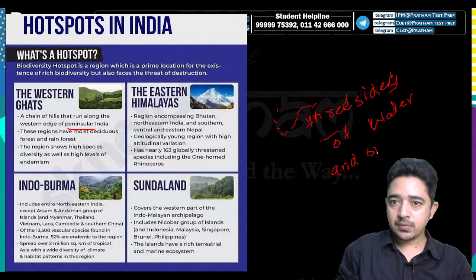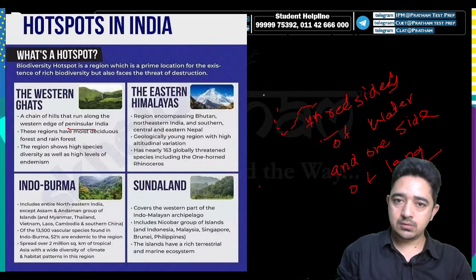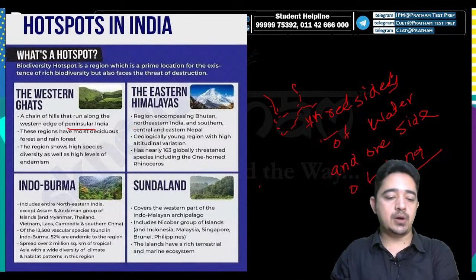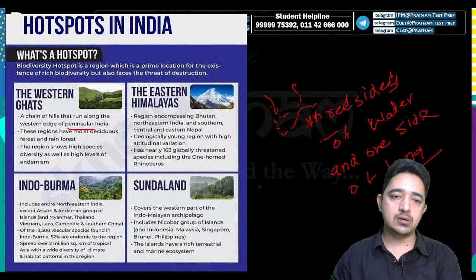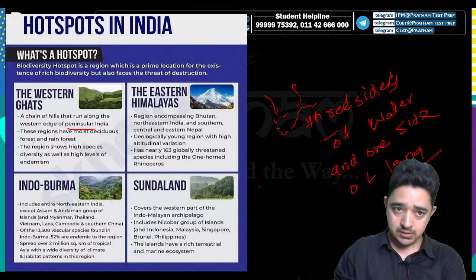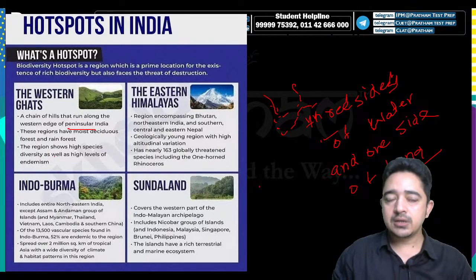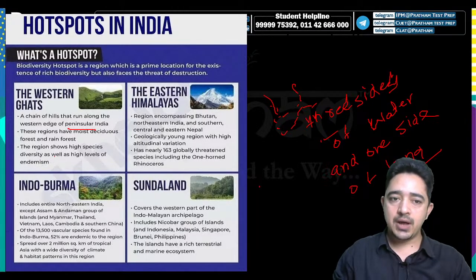and one side of land, that is known as a peninsula. Three sides water, one side land. So the Western Ghats is a chain of hills that run along the western edge of peninsular India, and these regions have moist deciduous forest and rainforest. The region shows high species diversity as well as a high level of endemism.